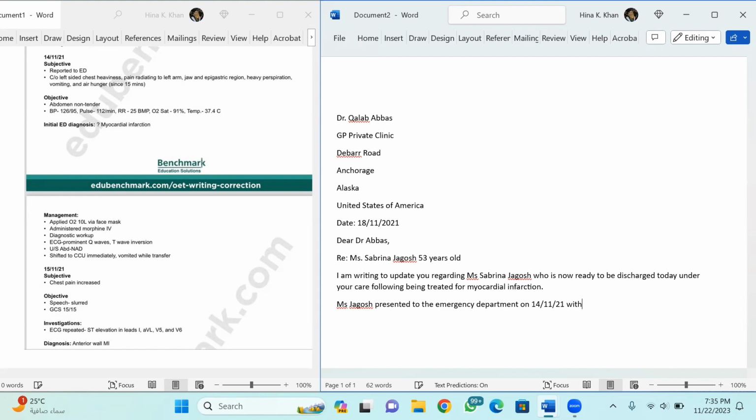Now, with, you can write with also, or with complaints of. Okay, so with what she presented with what? Left-sided chest heaviness, pain, which was radiating to this, along with heavy perspiration, vomiting, and air hunger. Okay, so you can just write it over here. There are now 2 ways. I will just write it with one way, and I will just let you know the other way also. Presented with left-sided chest pain and heaviness.